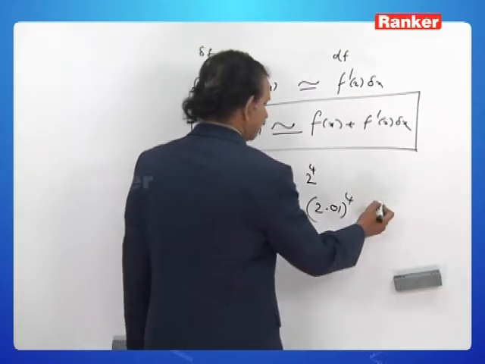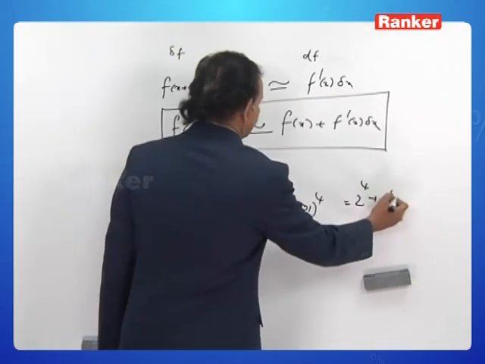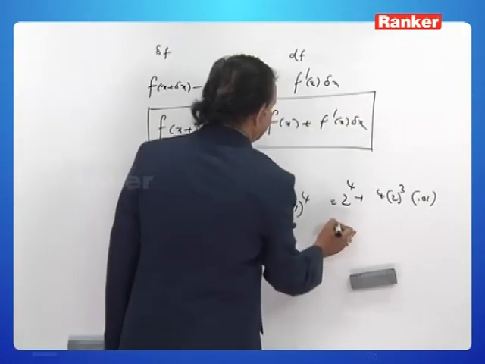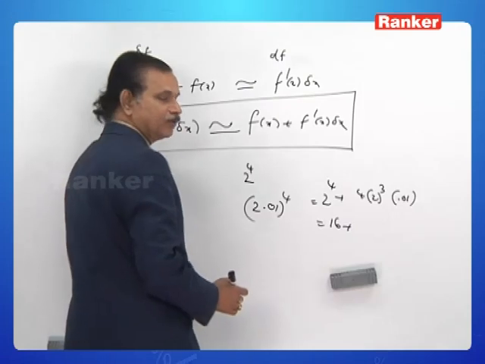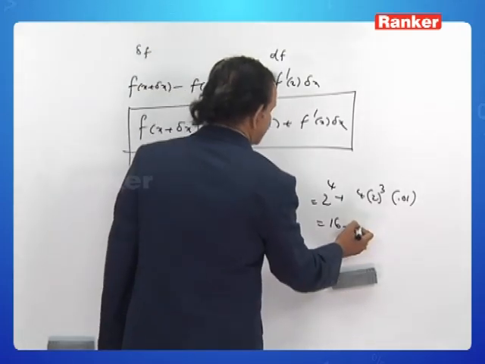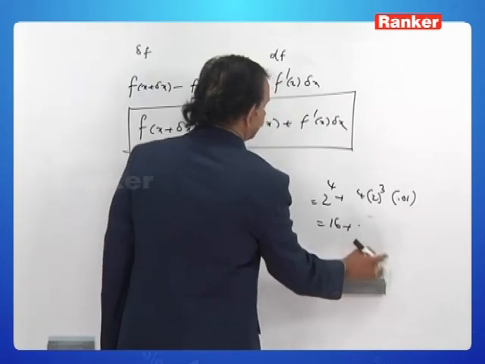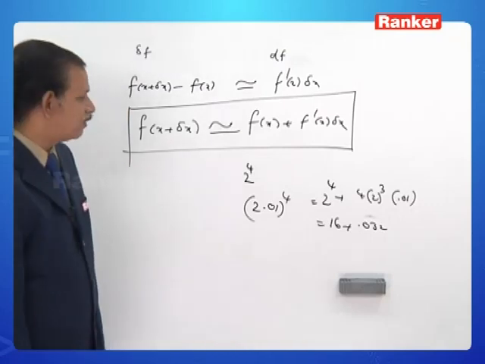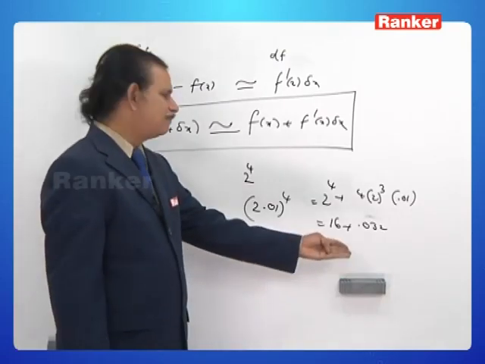f of x is x power 4, that is 2 power 4. f dash x is 4x cube, 4 into 2 cube. Delta x is 0.01. So that is 16 plus, 2 cube is 8, 8 times 4 is 32, 32 into 0.01 is 0.32... sorry, 0.032. So the approximate value is 16.032. You can tell me the answer on the spot.